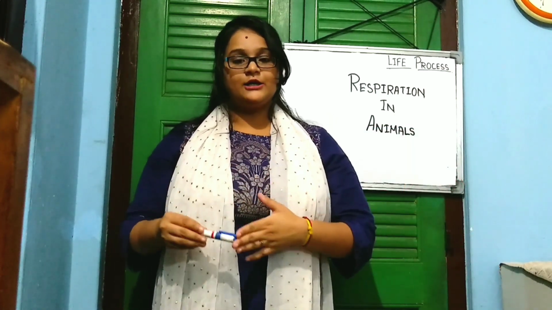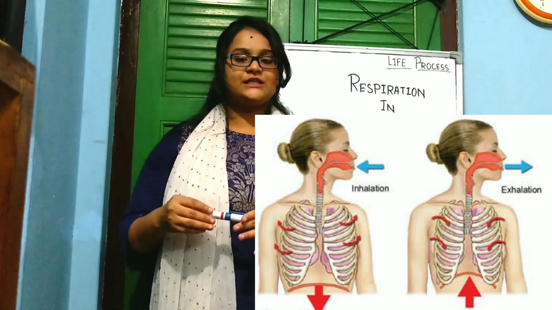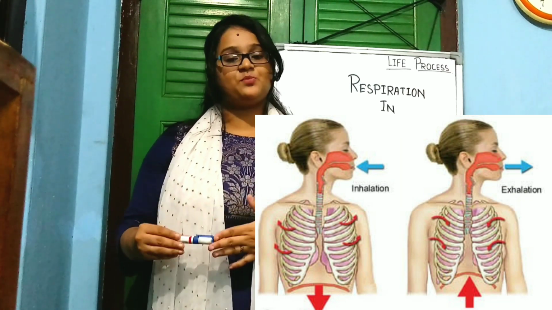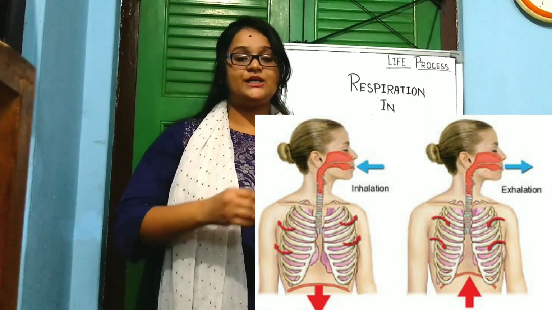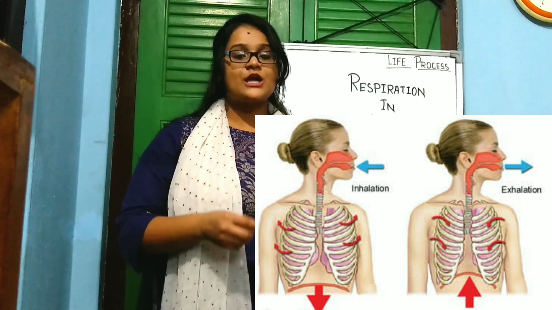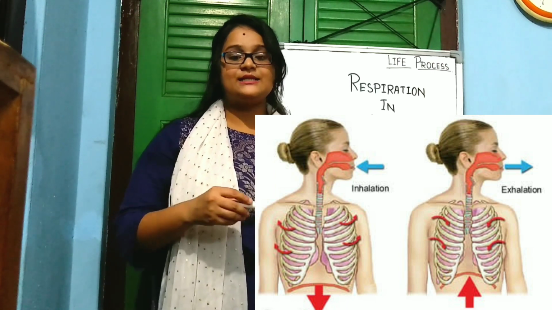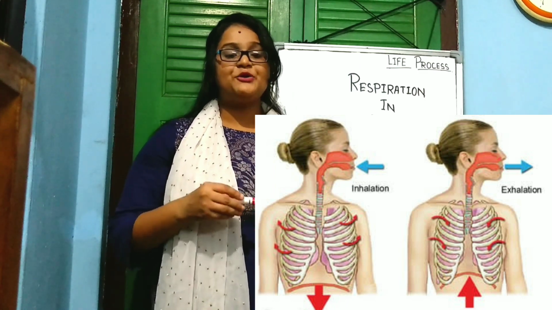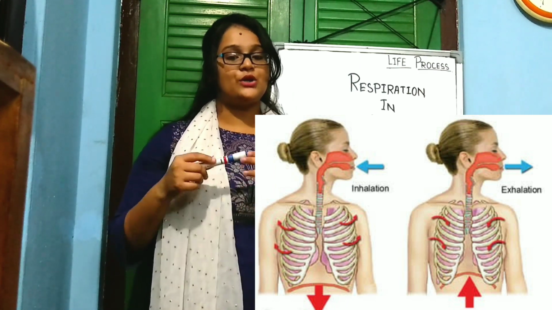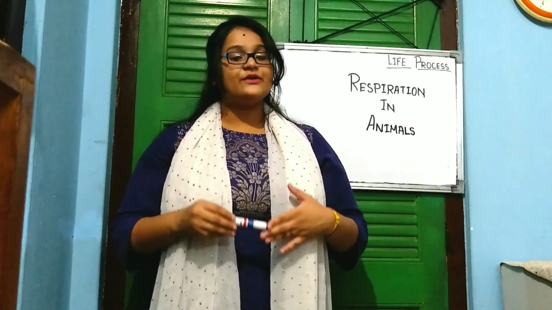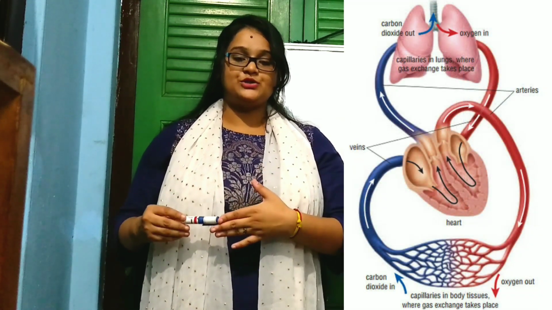When we breathe in air, the diaphragm and the muscles attached to the rib cage contract, due to which the chest cavity expands. This expansion increases the volume inside the chest cavity, due to which air pressure decreases inside the chest cavity and air from outside rushes into the lungs through the nostrils, trachea and bronchi. In this way, the alveoli get filled with oxygen.